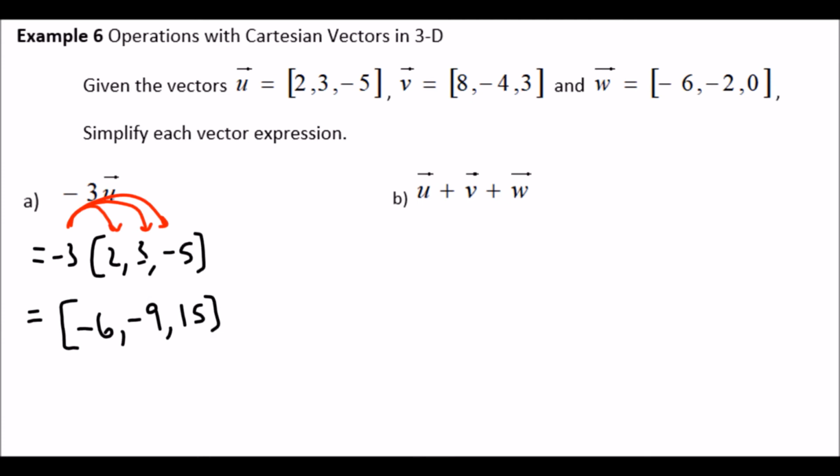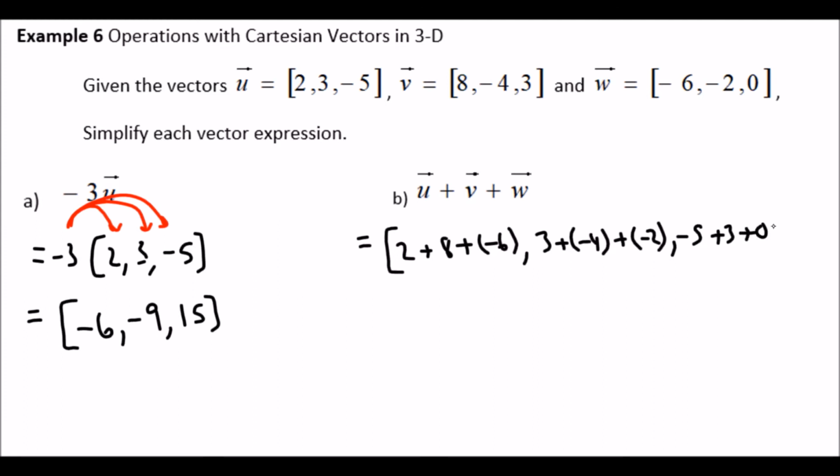If I want to do u plus v plus w, what I'm going to do here is just add up all the first coordinates. So 2 plus 8 plus negative 6 is my first coordinate of u plus v plus w. Then it would be 3 plus negative 4 plus negative 2. And then the last one will be the last coordinate, so it's going to be negative 5 plus 3 plus 0. And so u plus v plus w is really equal to 4, negative 3, and negative 2.